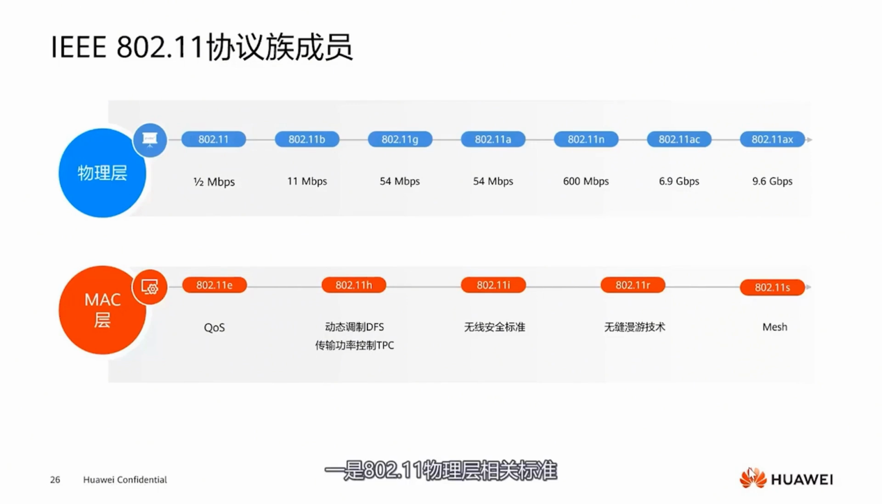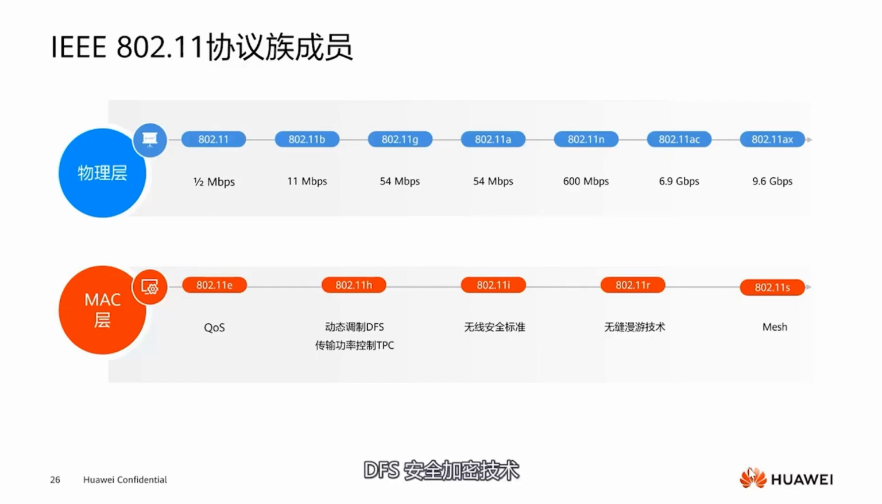One pertains to the 802.11 physical layer standards, and the other to the 802.11 MAC layer standards. The physical layer primarily defines the wireless protocol's operating frequencies, modulation encoding methods, and support for maximum speeds. The MAC layer mainly handles various functions within the wireless network, or the implementation of specific protocols.